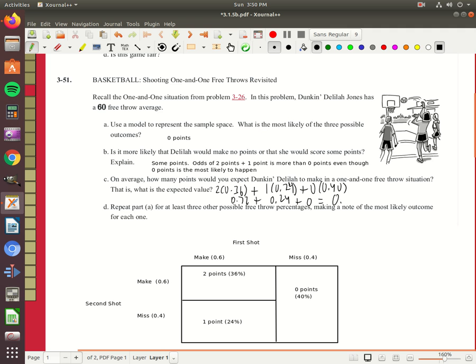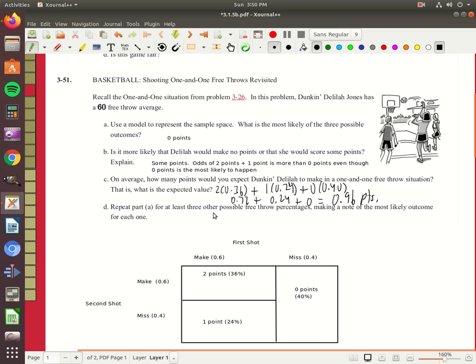So we expect her to make 0.96 points every time she goes to shoot a 1-in-1, which is kind of interesting. She'll never score 0.96 points, but on average, she should basically make a 1, even though that's the least likely thing to happen. These kind of even out pretty close to 1. So again, pretty interesting, the expected value versus what you can actually do.